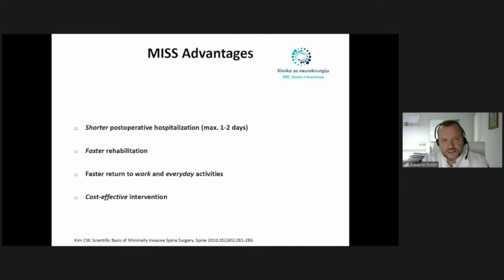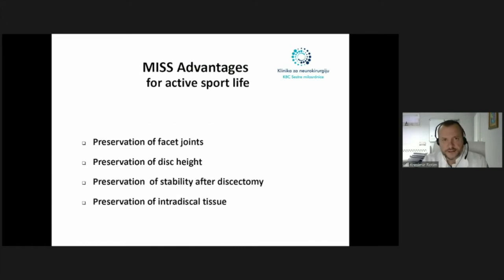So the advantages are a shorter postoperative hospitalization, one-day surgery, or even being admitted and released from the hospital on the first postoperative day, faster rehabilitation, and of course faster return to work and everyday activities. And regarding the economic aspect, this must translate into a cost-effective intervention.